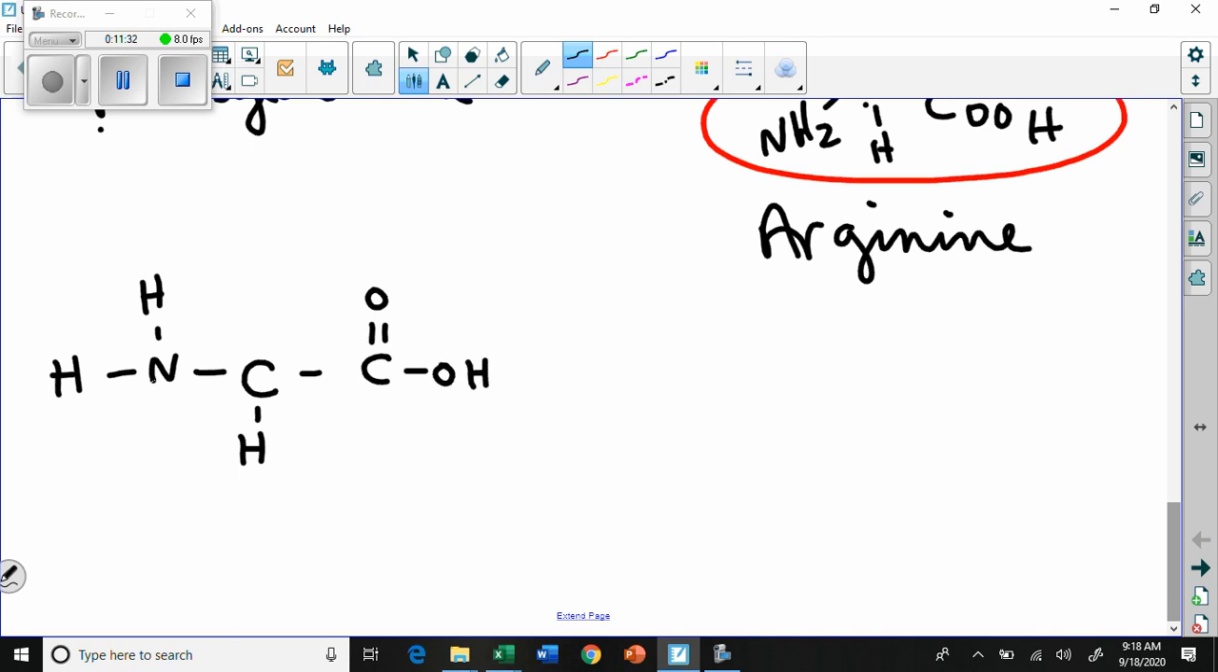So instead of writing it as just COOH, I'm drawing the whole structure now. That's the same as this, right? Just a shortcut version. We want to see the whole thing so we can see just where the bonds are happening. So far, so good.